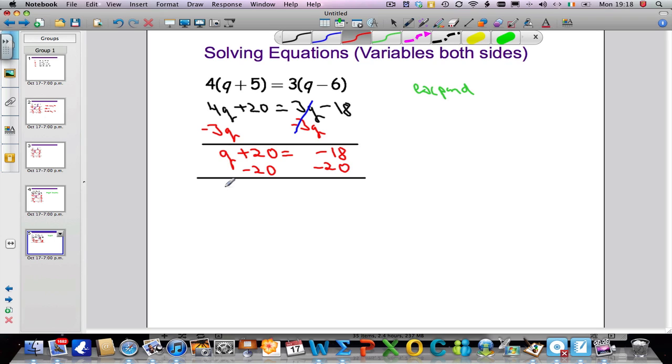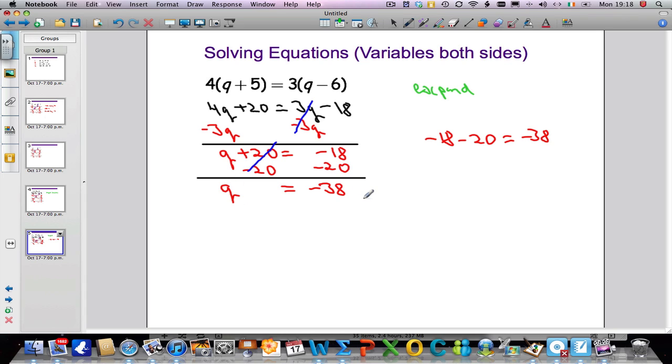The q, I haven't done anything with that yet, so that comes straight down. 20 take away 20, they cancel out, which is what we were trying to do. And then finally, equal sign directly underneath, and minus 18 minus another 20 gives me a total of minus 38. Do not make the mistake of thinking a minus and a minus gives me a plus. It's just minus 18, take away another 20, which gives us minus 38. And as you can see, we've actually already solved it because we've got q on its own on the left hand side, and that's it.